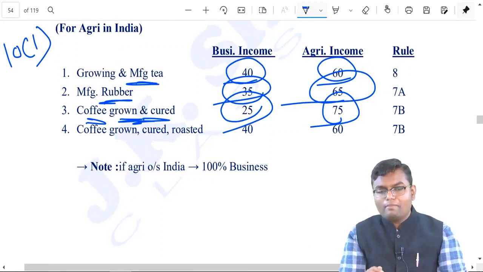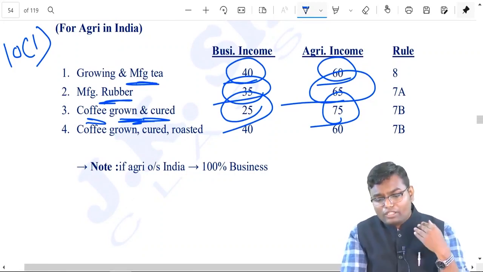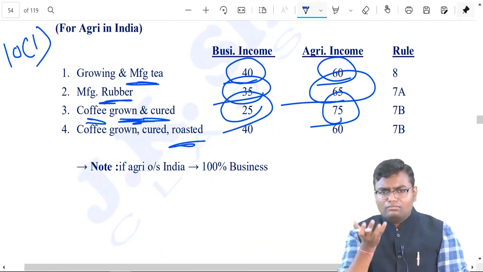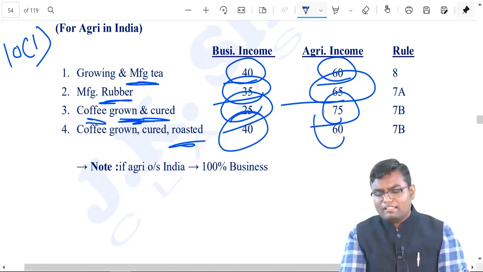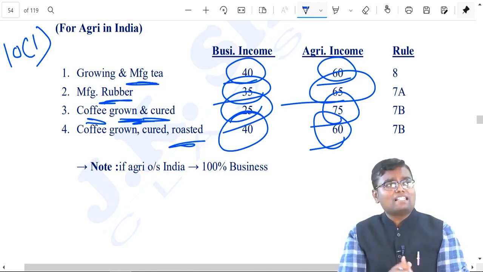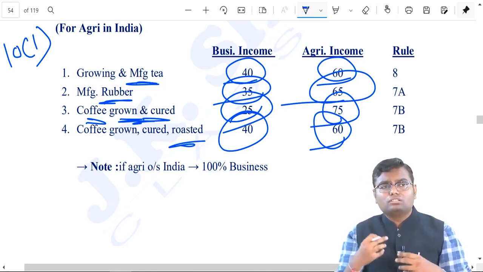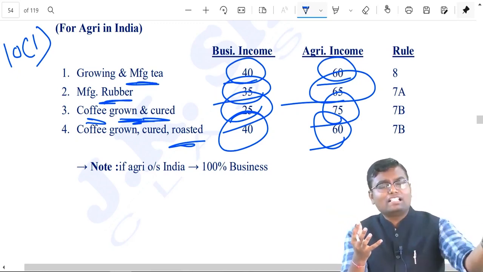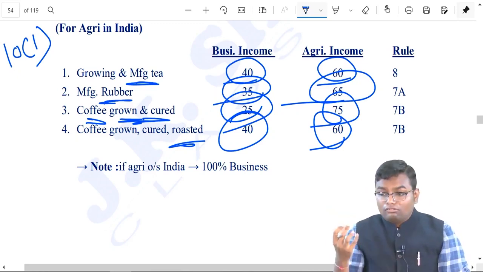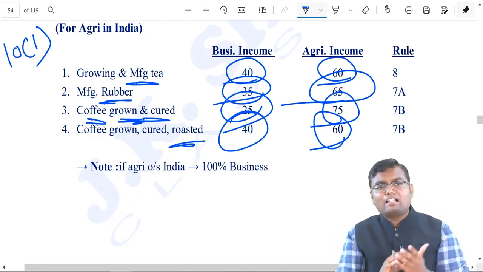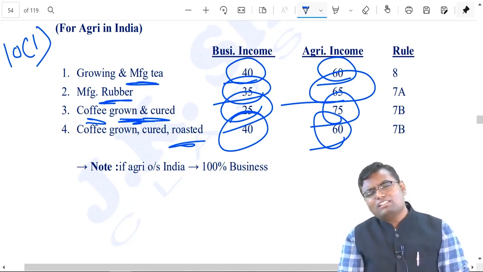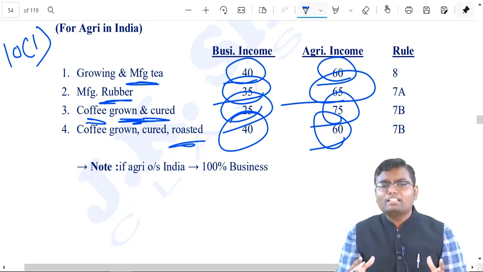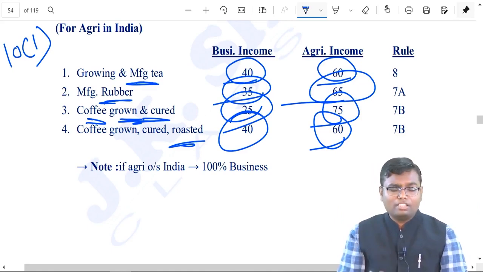The rule number I have mentioned. If you are also doing roasting of the coffee, then 40% business, 60% agriculture. Apart from this, any other items are there, for example, sugar cane is produced, then sugar is made, then sugar is sold. Wine: grapes are produced, wines are made, and then wines are sold. For all these kinds of businesses, how to bifurcate the income, we'll see in the agricultural income chapter.